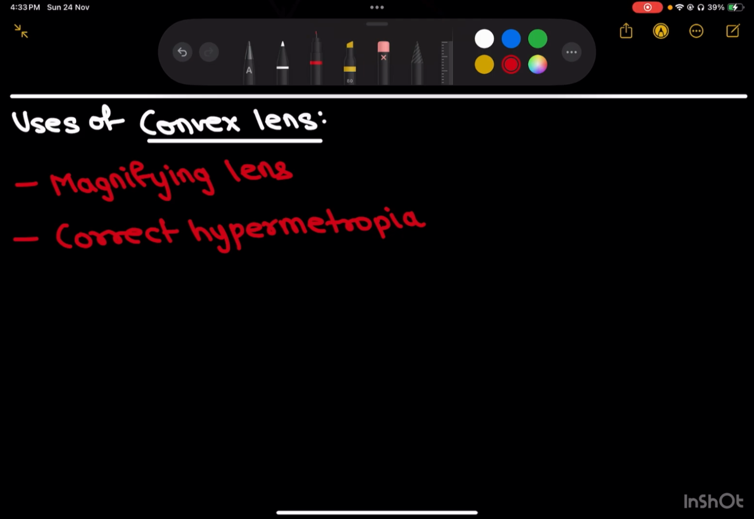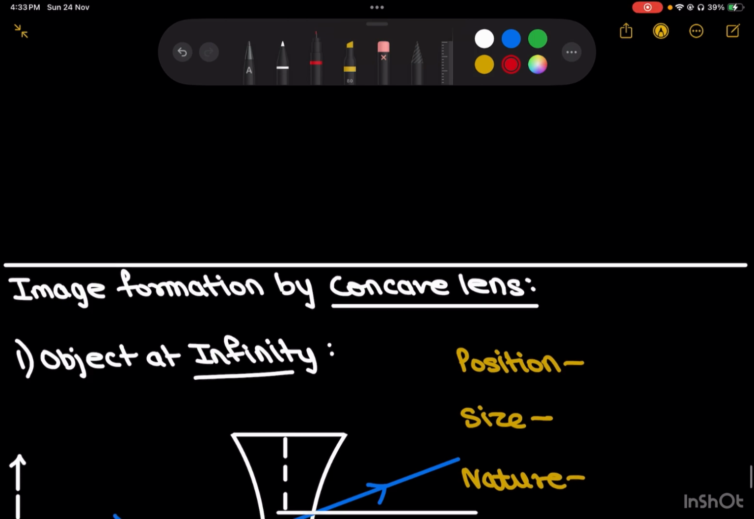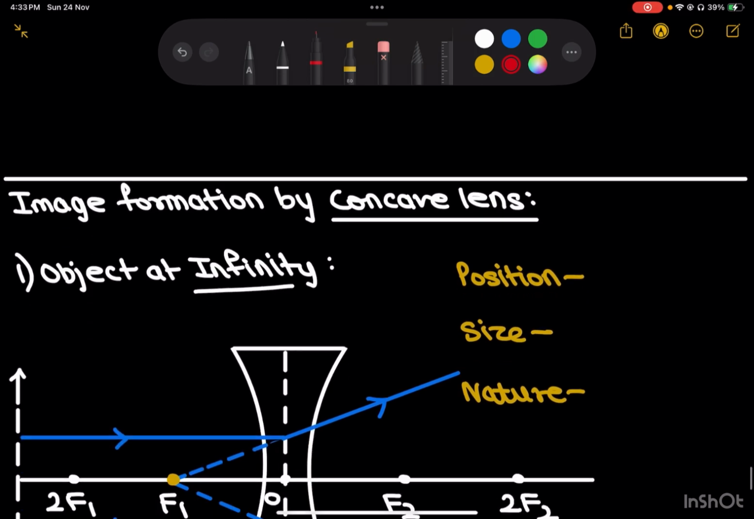So this you will learn in your next chapter, human eye, but for now just remember the name. The uses are actually not given in your NCERT, but I thought, like I have told them in mirrors, I should tell about lenses as well. So these are the main two uses of convex lenses. Now let us move on to concave lens. Image formation by concave lens.